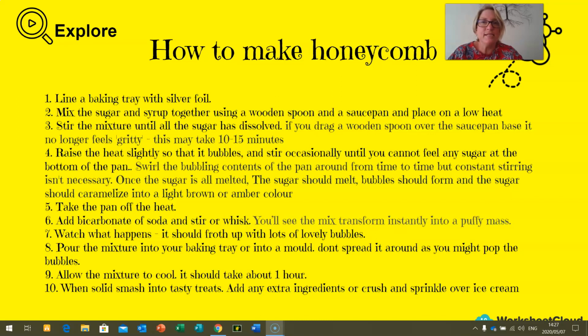And then once it has solidified and cooled, you're going to get these delicious, tasty treats, and you can add any extra ingredients, cream, ice cream, chocolate. Here's your opportunity to be as creative as you can.